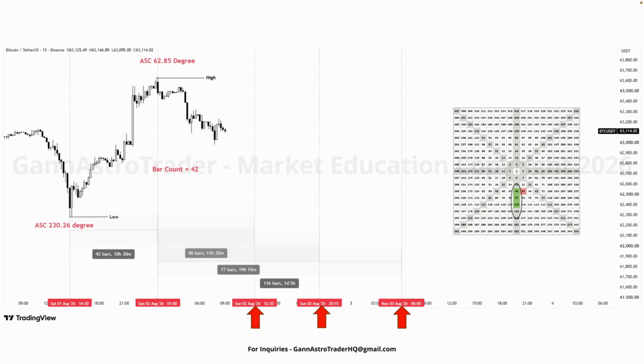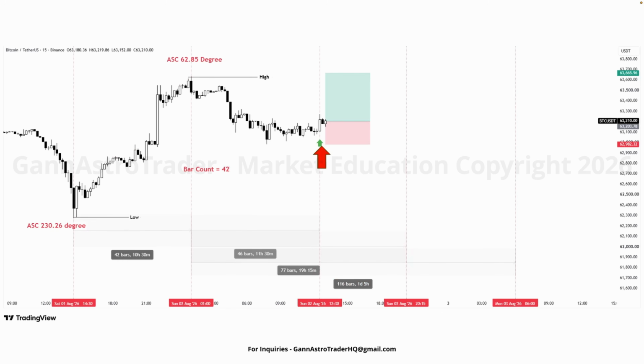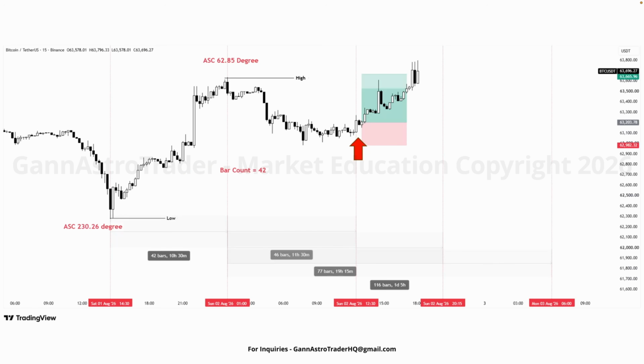On this chart, the 46 bar projection lands at approximately 12:30 p.m. on August 2nd. Notice what happens around this time. Bitcoin has been moving sideways after the initial decline, but as we reach this projected time window, price begins to react upward. From this point, the market starts developing a stronger bullish move.